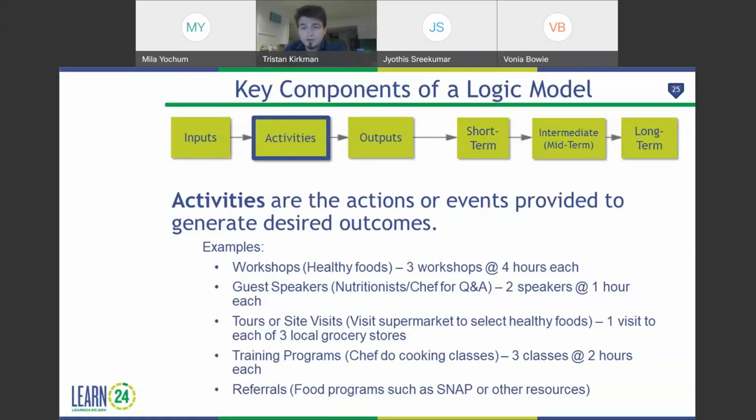Activities, generally referred to as program activities, are the actions or events provided to generate the desired outcome. So when including activities in your logic model, you should also include the dosage: how many of the intervention will students receive, or how much time will be allocated to a particular activity. So for a hypothetical nutrition assistance program, its activities might include conducting healthy food workshops, hosting Q&A sessions with nutritionists, food preparation training services, taking participants on a site visit to a supermarket, or referring participants to food programs and resources.